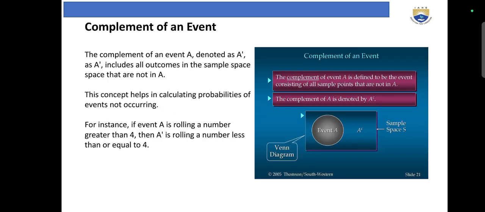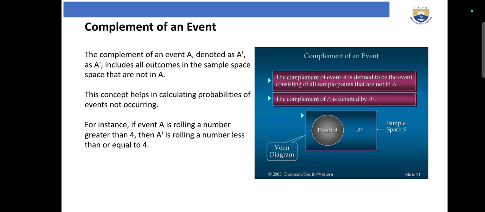The complement of an event. The complement of an event A is denoted by A', including all the outcomes in the sample space that are not in A. These concepts help in calculating the probability of events not occurring. For instance, if event A is rolling a number greater than 4, then the complement is rolling a number less than or equal to 4.